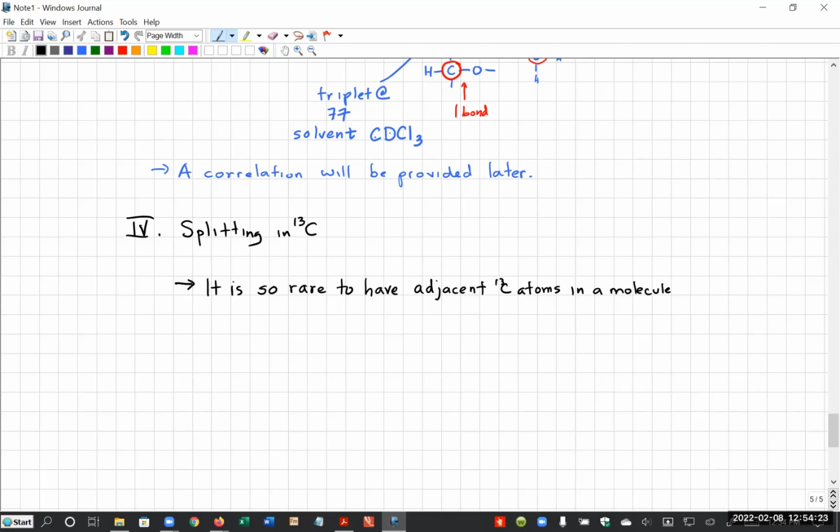It is so rare to have adjacent C13 atoms in a molecule. So we just don't see carbon-13 to carbon-13 splitting, because most of the time, when you have a carbon-13 atom in a particular molecule, all of the other carbons around it will be carbon-12, because carbon-13 is so rare.